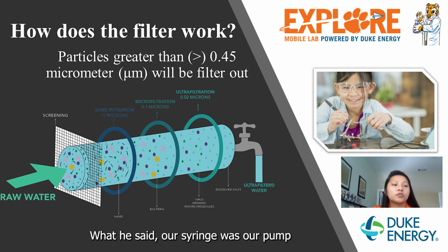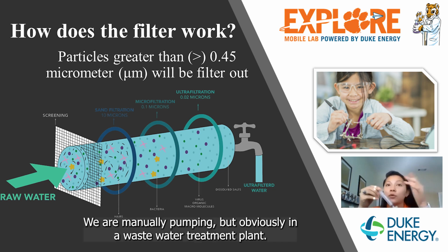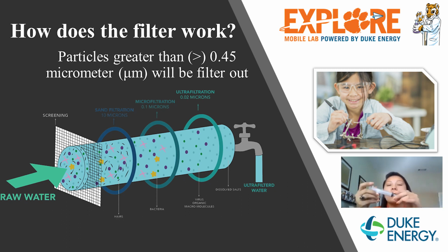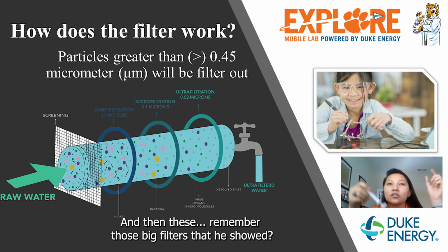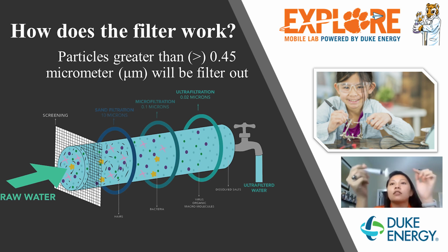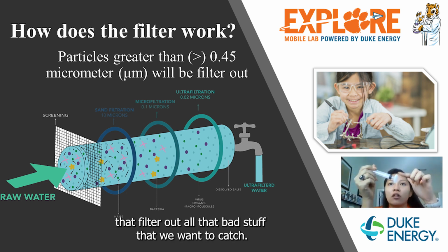So if this is representing our body of water that we're taking, like our lake, like he said, our syringe was our pump. We are manually pumping, but obviously in a water or wastewater treatment plant, we have automated pumps with mechanical stuff. And then these, remember those big filters that he was showing you? He was counting like 12 on the map. These are those kinds of filters that filter out all of that bad stuff that we want to catch.